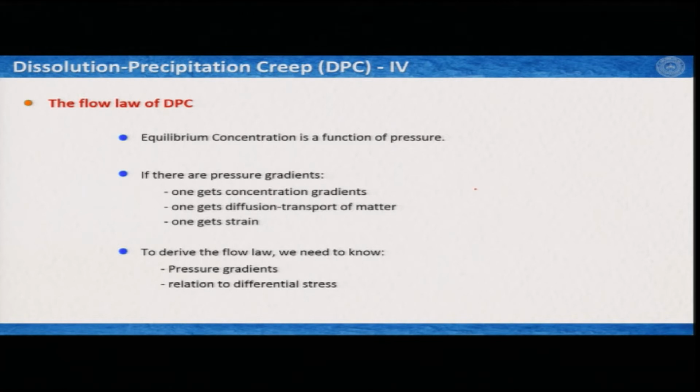What I mean by that is, if I have a shape or a crystal like this, and then I dissolve material from here and here, and these materials get dissolved and are deposited here and here, and if I remove this part, I actually achieve something like this. So, clearly my initial shape was something like that, so I certainly have achieved some strain in the crystal. This is how it happens, and then to derive the flow law, you need to know the pressure gradient and its relation to the differential stress.